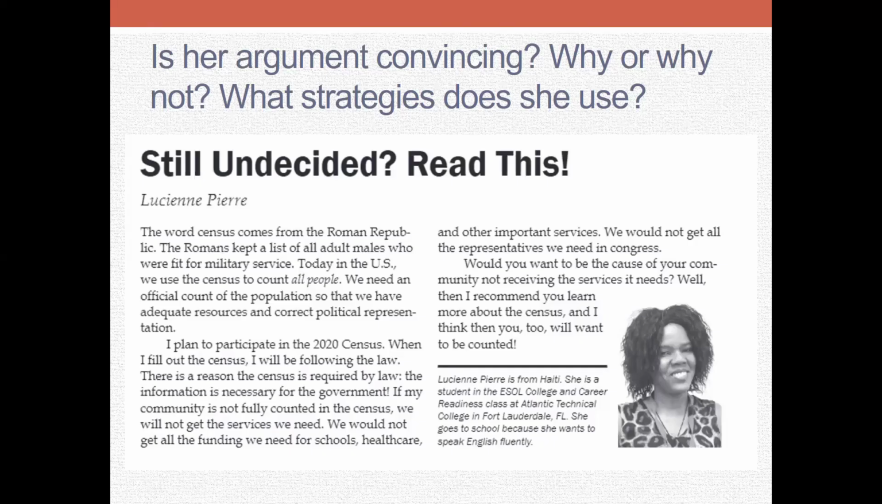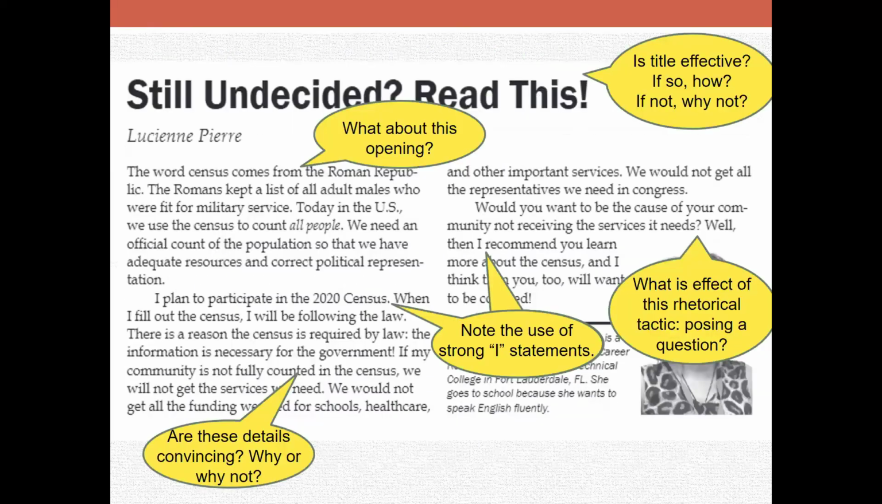And so I made this sort of awfully ugly slide with these awful yellow thought bubbles, just to show the things that I think stand out here. So, she starts with this opening about how the Romans used the census to have a list of all the adult males who were fit for military service. That's a little bit of a random fact, right? It's not really about the US Census or anything.